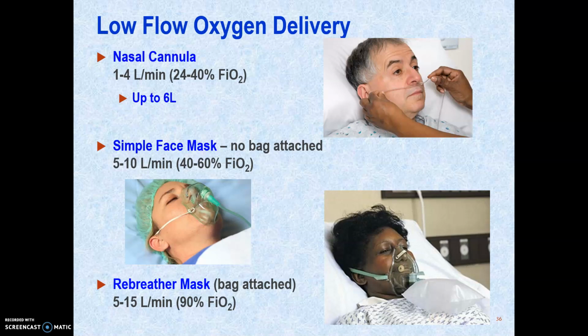The second thing is a simple face mask. There is no bag attached to this. It can go up to 5 to 10 liters a minute and delivers anywhere from 40 to 60% FiO2. And there's a nice little picture of that there.